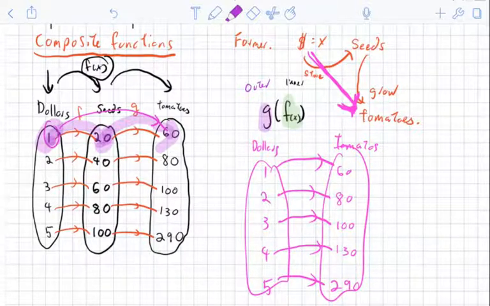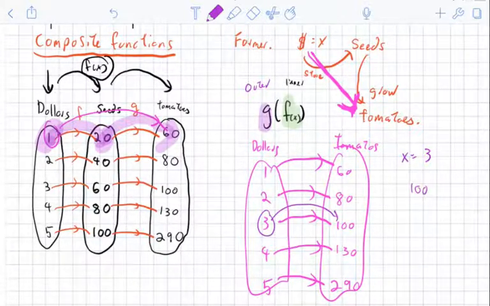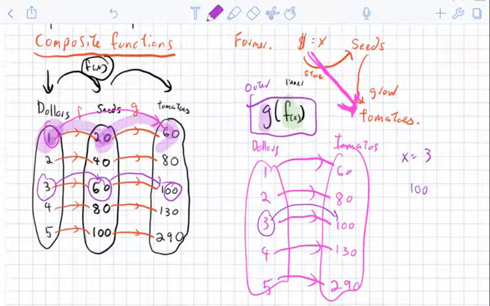But the result here is that I can then use this new function and say, if I start out with $3, how many tomatoes will that give me? You can either go 3 becomes 100, so 100 tomatoes, or you can go back to your original diagram: $3 gets me 60 seeds, 60 seeds gets me 100 tomatoes. So that's the basics behind composite functions. We're putting one function inside of another function, figuratively, but in reality we're evaluating one function and then using its output to evaluate a second function.